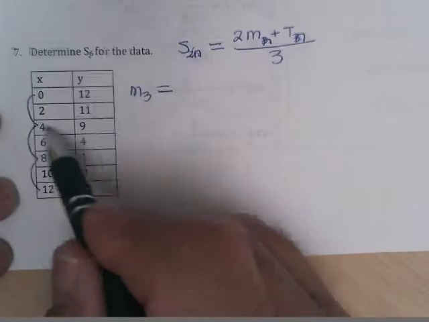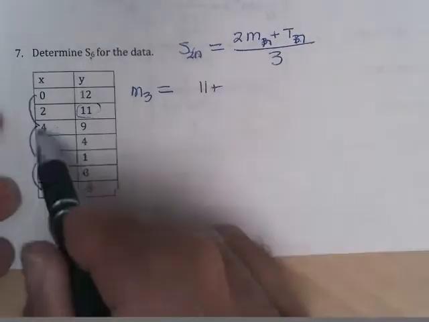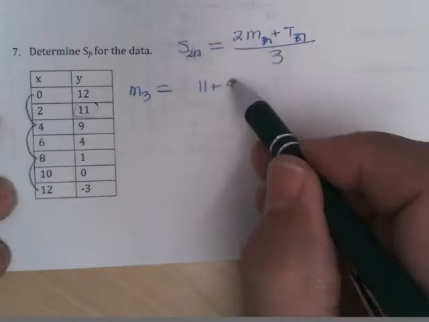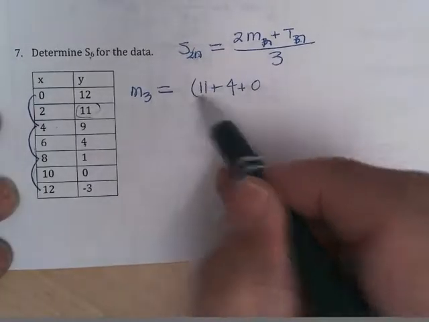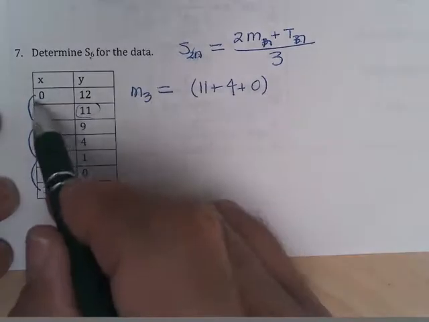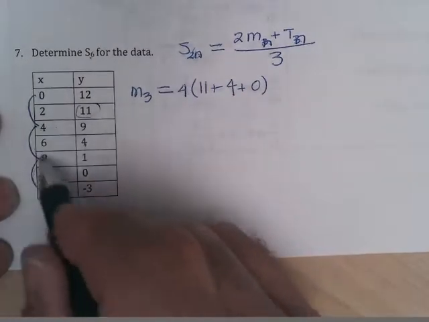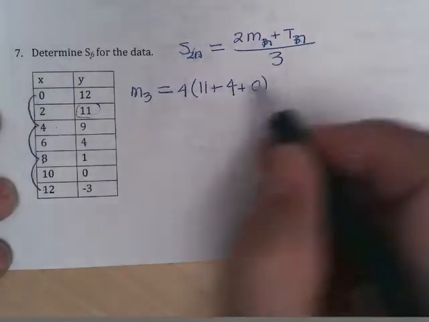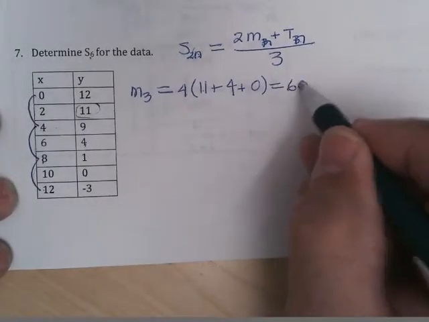The midpoint of this first interval is 11. The midpoint of the second one is 4. The midpoint of the third one is 0. And the width of each of these is 4: 0 to 4, 4; 4 to 8, 4; 8 to 12, 4. So this is 15 times 4, which is 60.